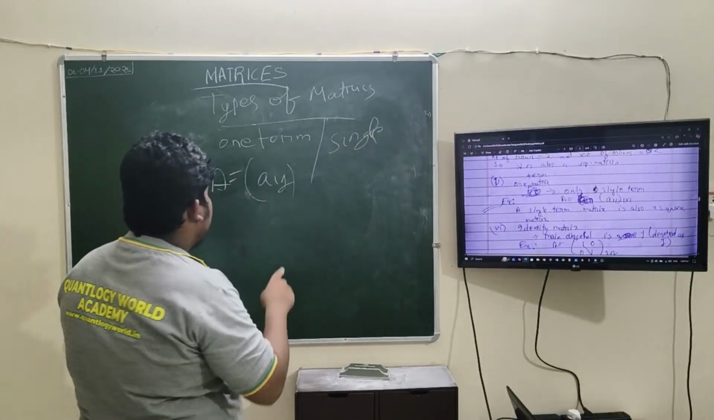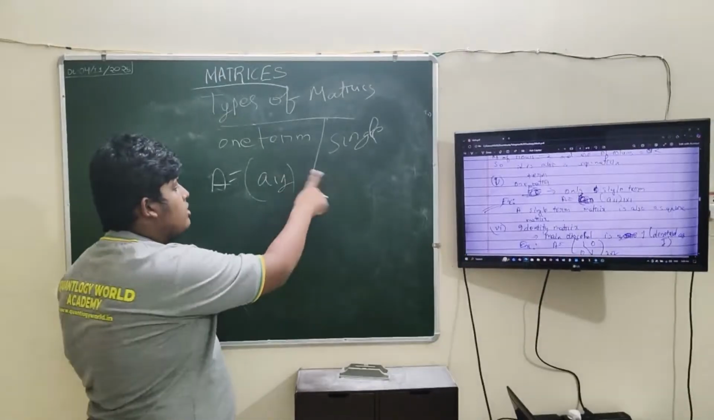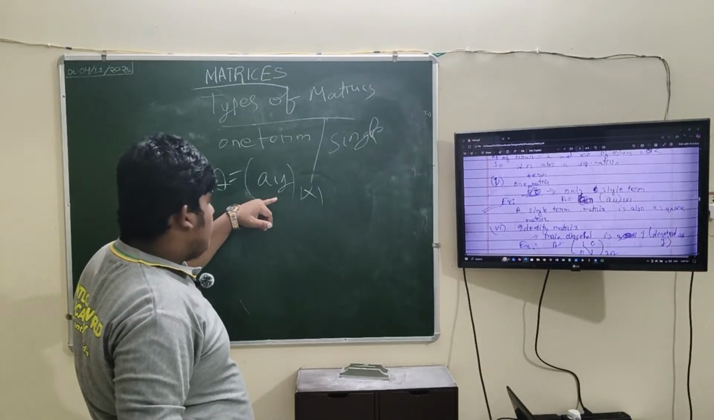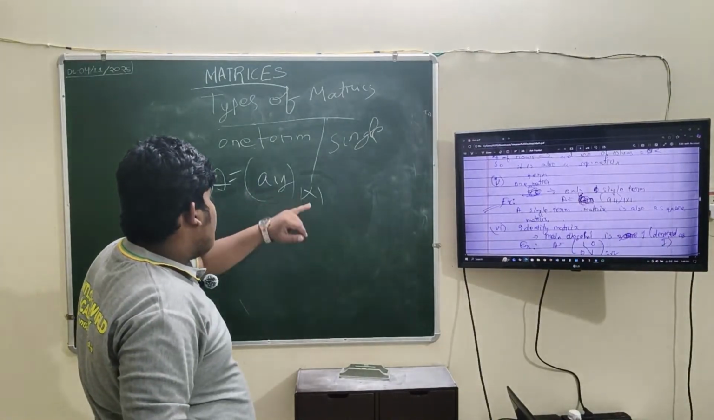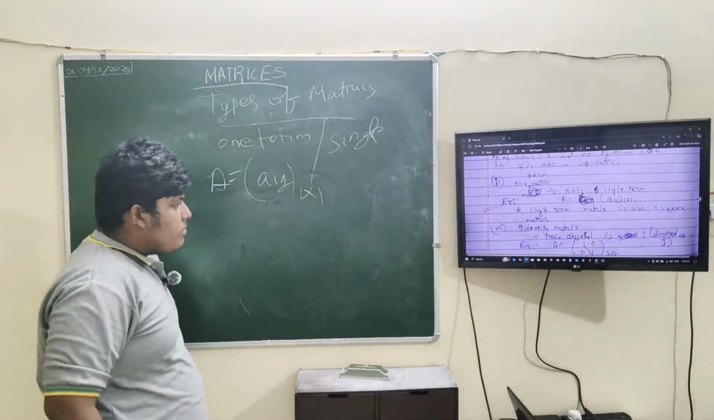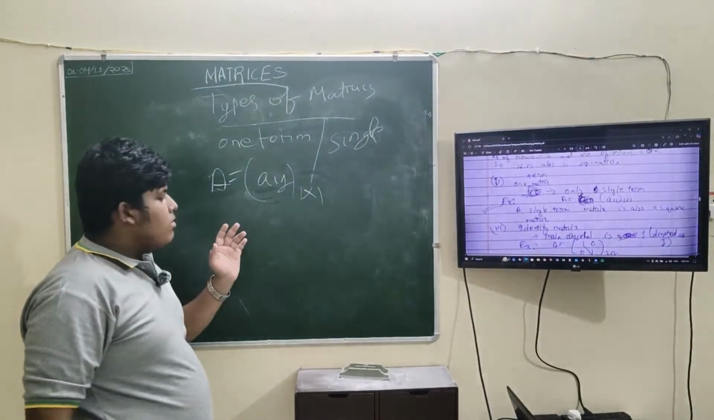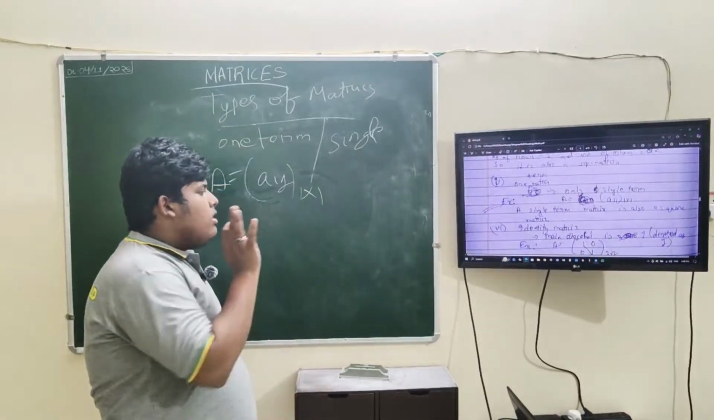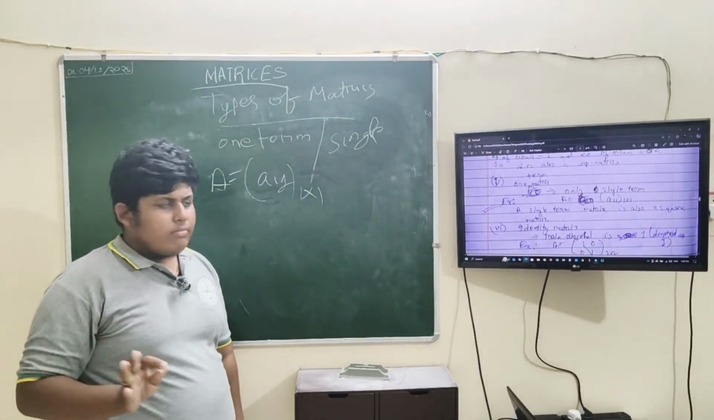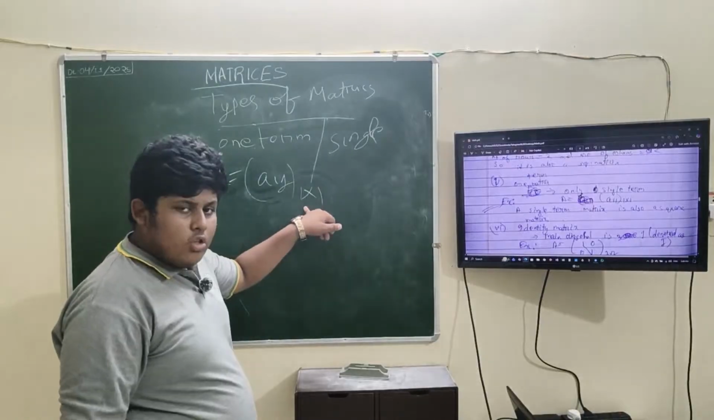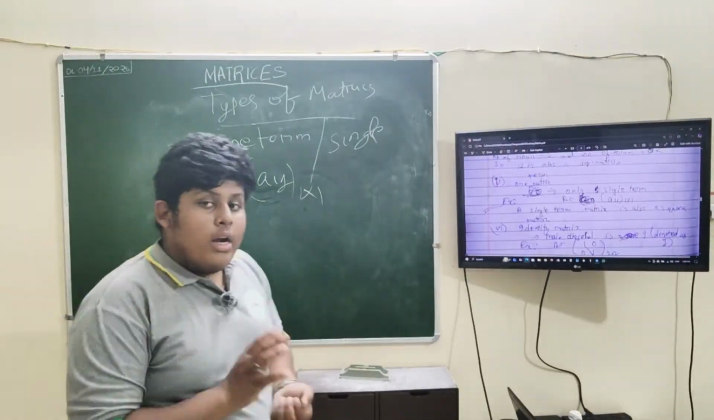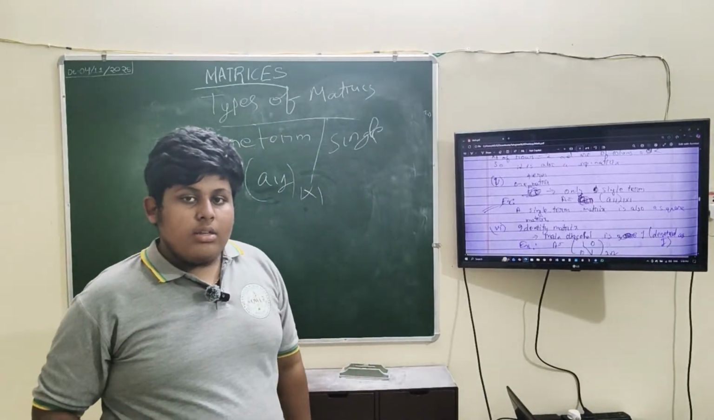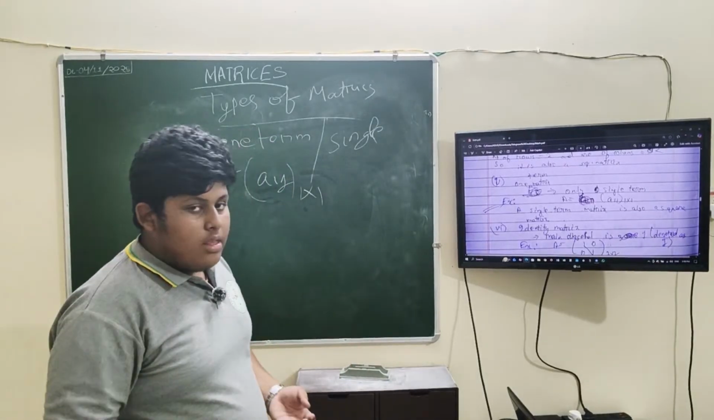Aij. The number of elements in this matrix is only one, so the order will be 1 cross 1, as here the number of rows and number of columns is only 1. So in simple words, a one term matrix or single matrix has the number of elements 1, and the order is only 1 cross 1. So we can say that a one term matrix is also a square matrix, but all square matrices are not one term matrices. This is the fact.